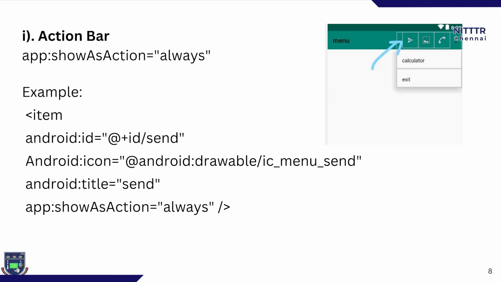Then the third option is if room. This particular option means the item is shown in the action bar only if there is enough space. Otherwise, it moves to the overflow menu.